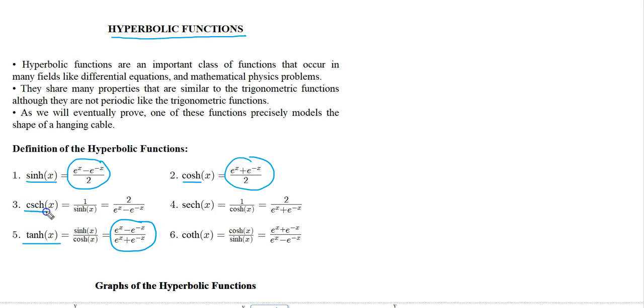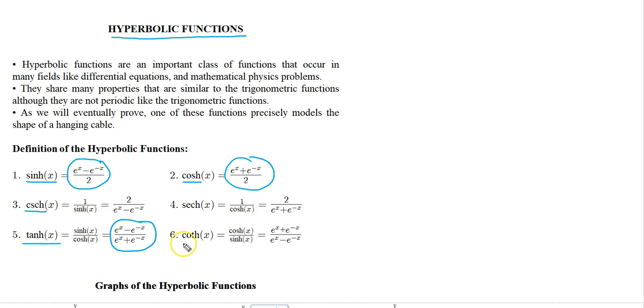The hyperbolic cosecant is defined in a similar manner to the way the trigonometric cosecant is defined. It's 1 divided by the sinh. If we take 1 over this quantity, that will flip the fraction, and we end up with 2 divided by e to the x minus e to the negative x. The hyperbolic secant is 1 over cosh, just like the trigonometric secant is 1 over cosine. So the hyperbolic secant, 1 over cosh, and flipping this fraction here, we get 2 divided by e to the x plus e to the negative x.